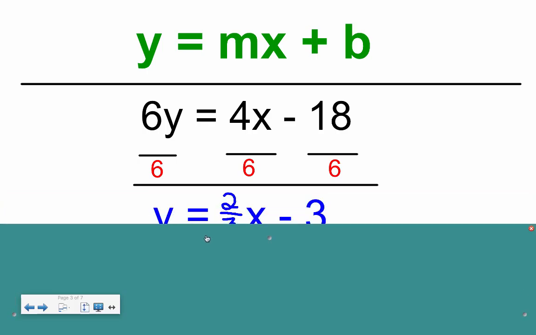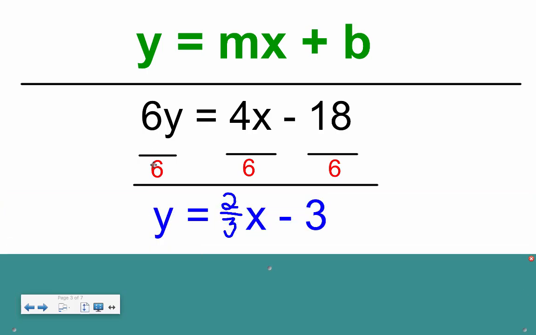So when I do that, the 6 divided by 6 gets me my 1y. 4 over 6 simplifies to the fraction 2/3 x. And then 18 divided by 6 is 3. So my rewritten equation is y equals 2/3 x minus 3.